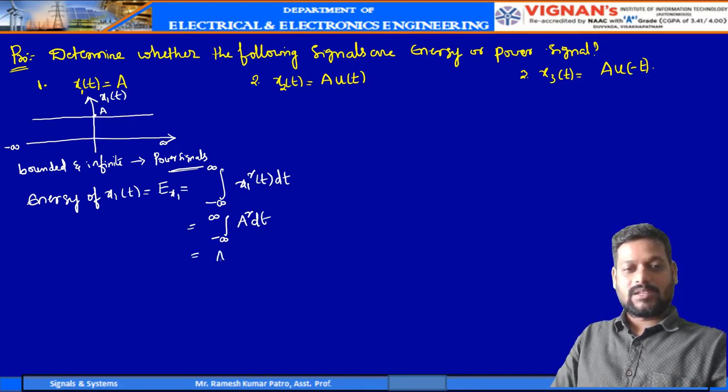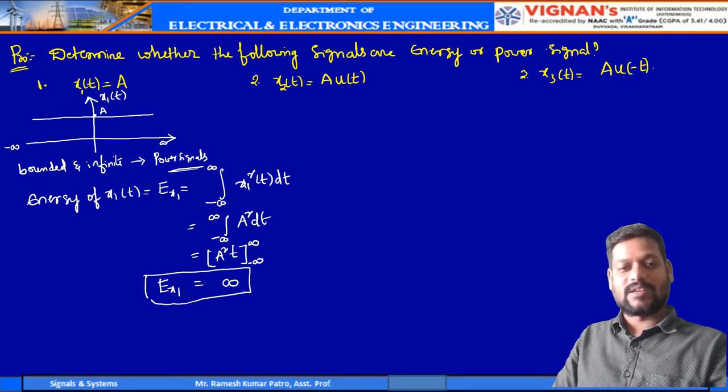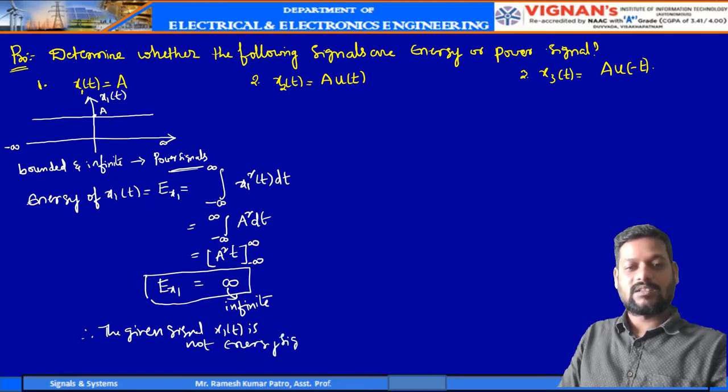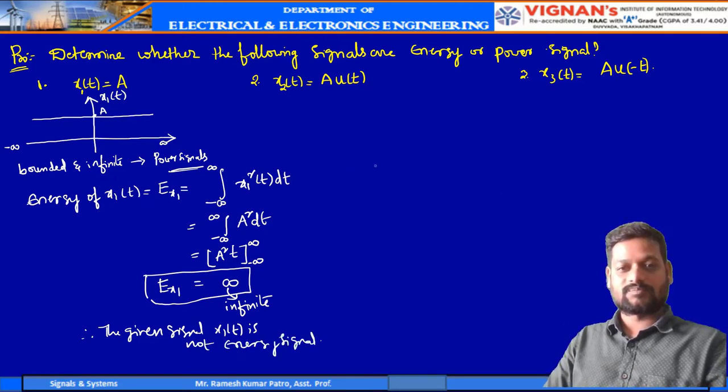This integration will be a square times t within the limits minus infinity to infinity. If you substitute the limits, you will get the energy value as infinity. So we did not get a finite energy; this value is infinite. Therefore we can conclude the given signal x1 of t is not an energy signal. Right? Now let us calculate the power.